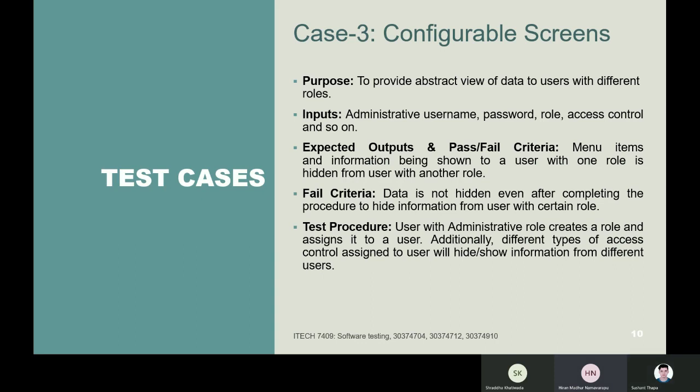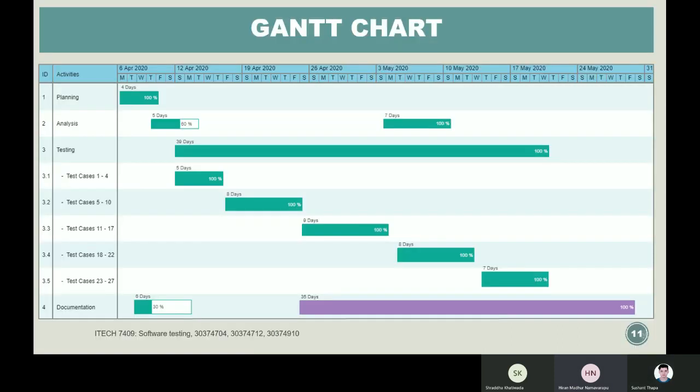Now let's move to the Gantt chart. This is the Gantt chart. We have different activities. The Gantt chart covers the whole two months testing period from April 6 till the present day. We have five activities depending on the roles we did: planning, analysis, testing, and different test cases. We can see testing has the longest bar here, about 39 days, and the documentation took a long time, about 35 days, the purple bar on the fourth one.